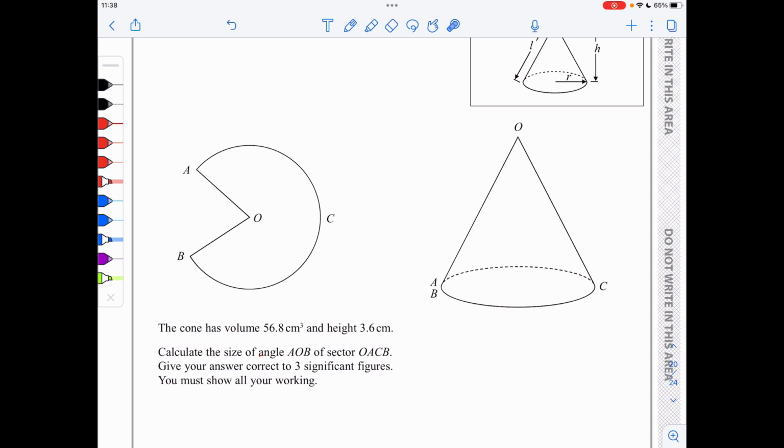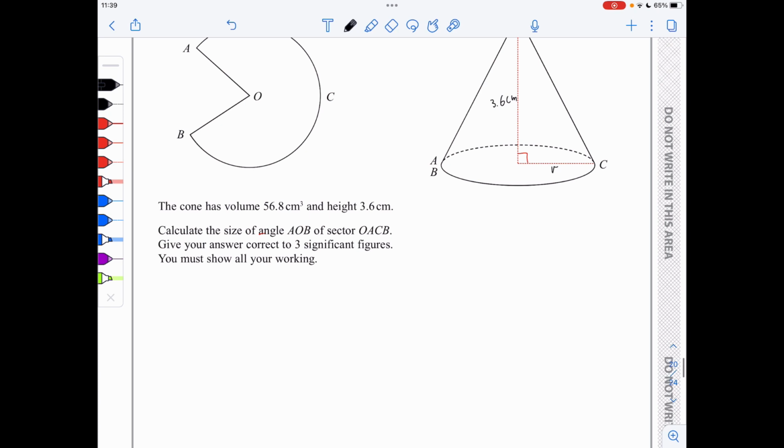I will actually start by adding the information on the cone. This is the height here, which is 3.6 centimeters, and we are looking for the radius. I will use the fact that the volume is a third pi r squared h. I know the volume is 56.8. We are looking for the radius r. We know the height is 3.6.